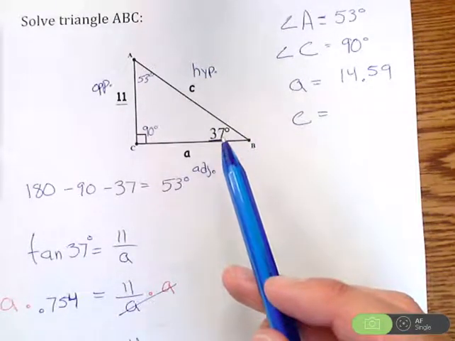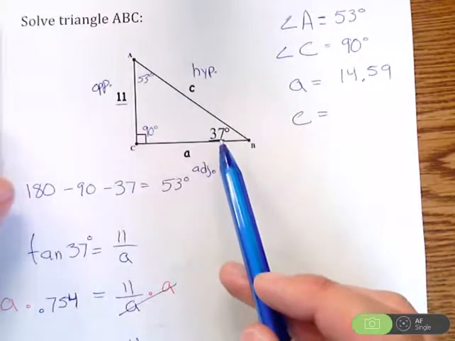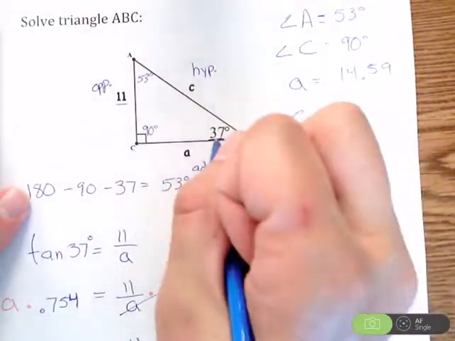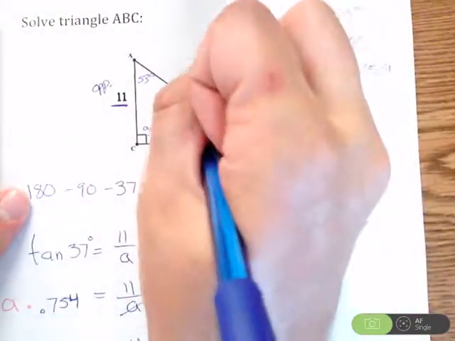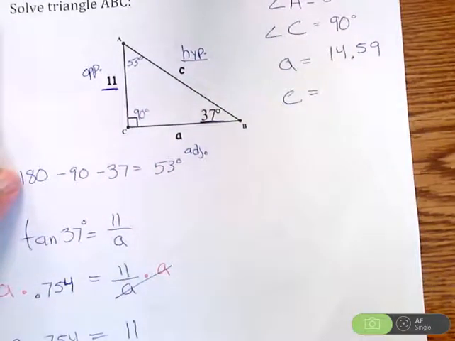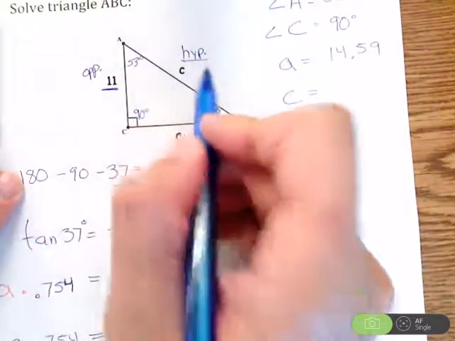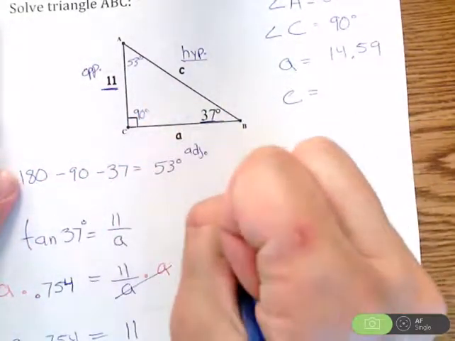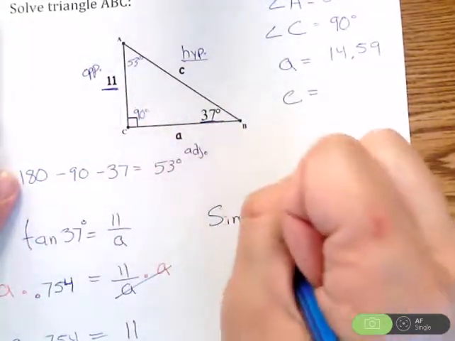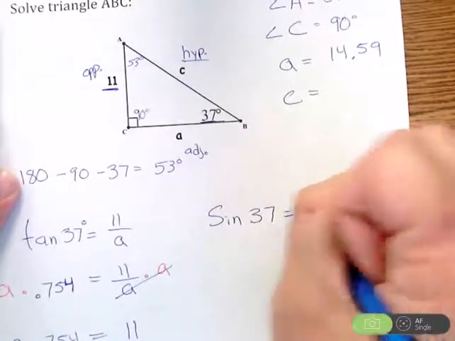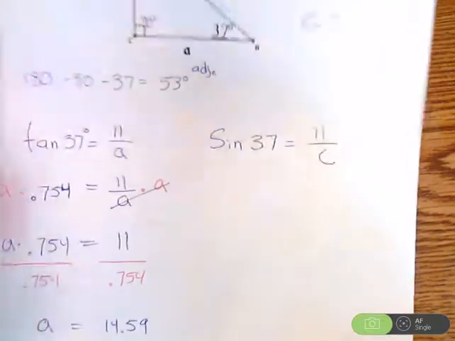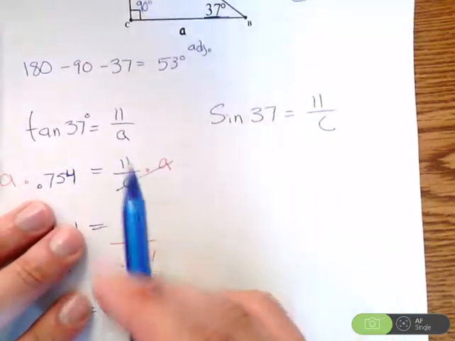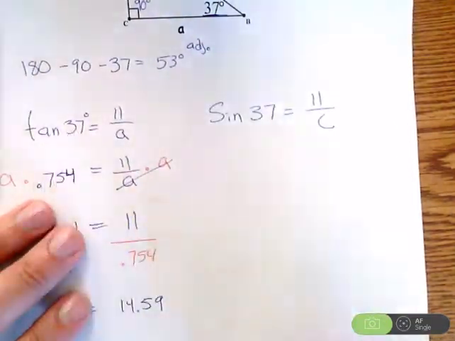Now all we have to do is solve for our last side. Again, let's use what we were given, what we know for sure is correct. So I'm dealing with an angle, an opposite side, and a hypotenuse. The trig function that uses an opposite and a hypotenuse is sine. So we're going to have sine of 37 equals 11 over c. You're going to find that the process of solving for c is very similar to what I just did, except I'm using sine instead of tangent.